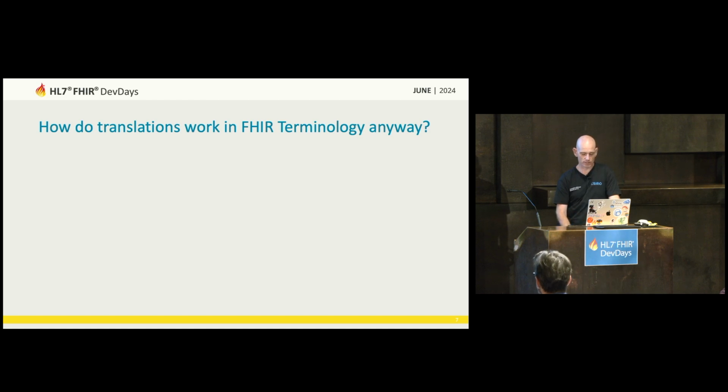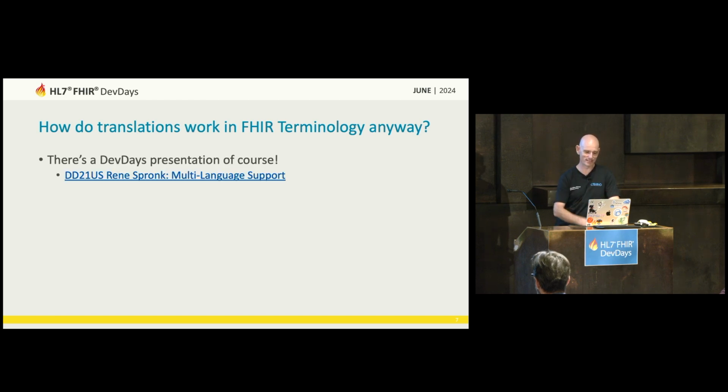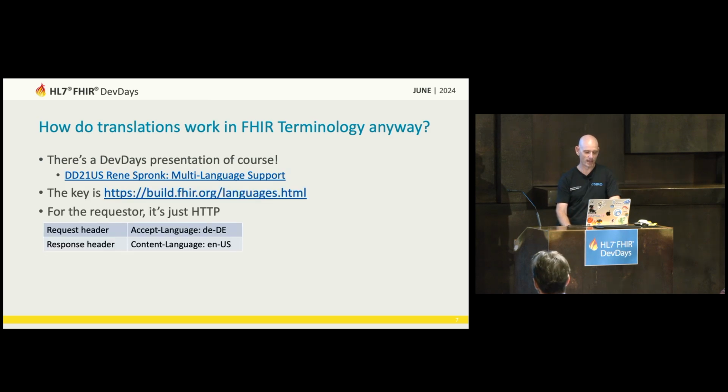Just a quick digression. So how do translations work in FHIR anyway? Of course, there's a DevDays presentation which explains all of that, from Renee from 2021. But the basics of how it works is at this URL, it tells you all about it, but essentially it's just HTTP. So it's just like you do for anything else in the web, which is great.